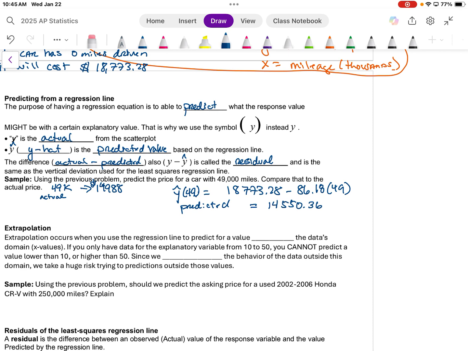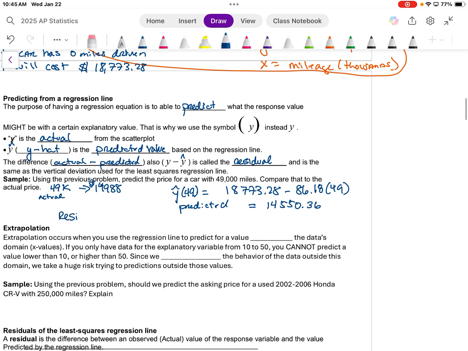So if I wanted to find the residual for this amount, I would do the actual minus the predicted. So that would be, the actual was 14,988 minus 14,550.36. And what is that difference? And that difference is a positive 437.64. So that's what my residual is.